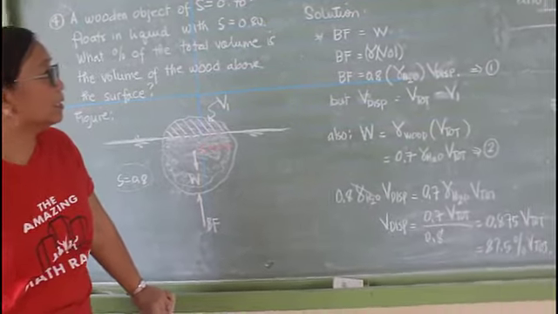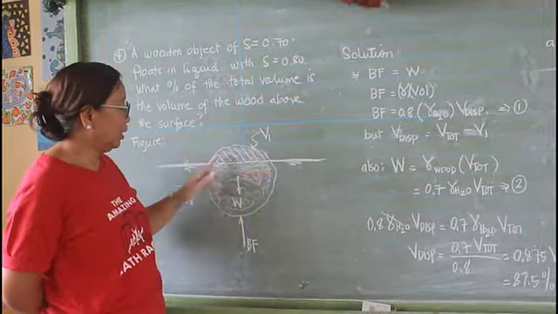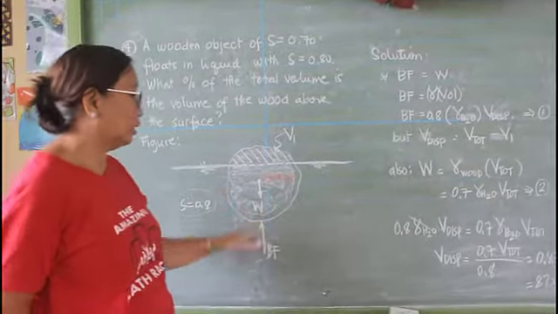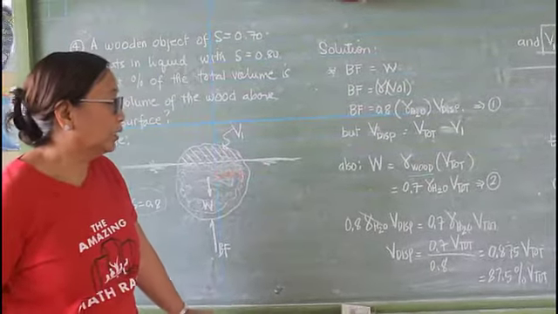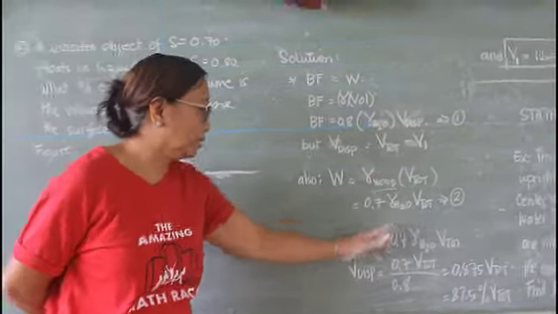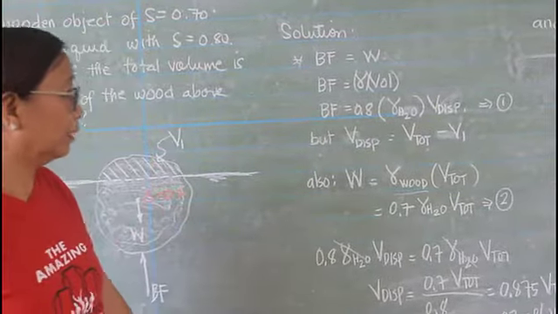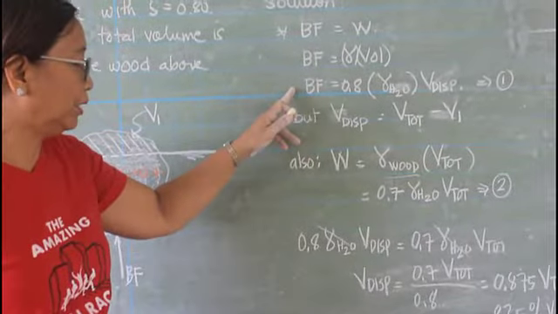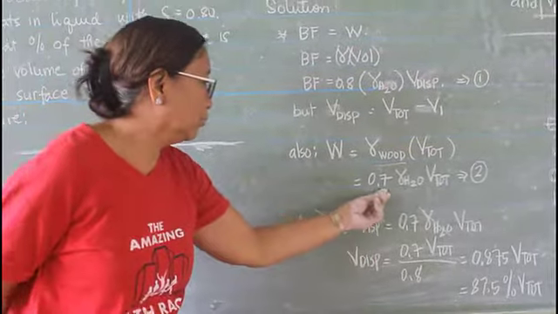Now, what is W? The total weight is equal to the unit weight of this object multiplied by its total volume. So, ano ba yung unit weight niya? Unit weight ng wood. And the unit weight of wood is 0.7, the specific gravity times the unit weight of water times the total volume of the object. So, we have equation 1 and equation 2. So, equate natin ito. BF is equal to W. So, this one, okay, is equal to this one.